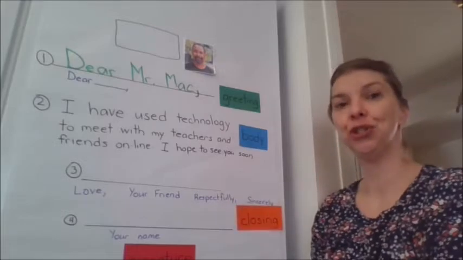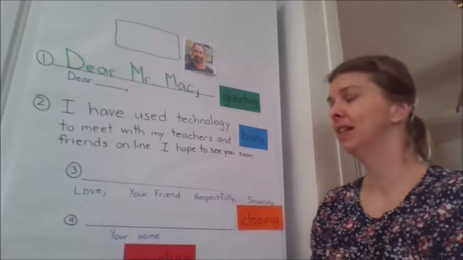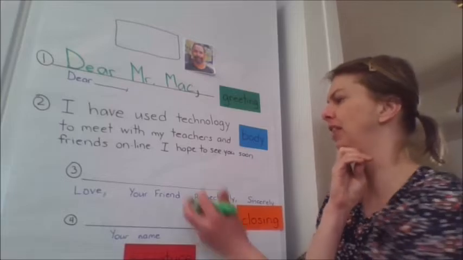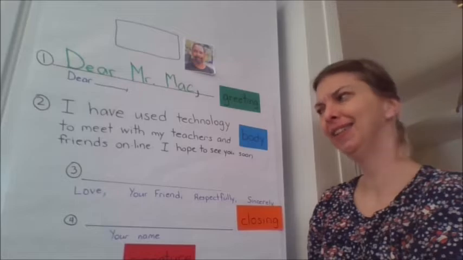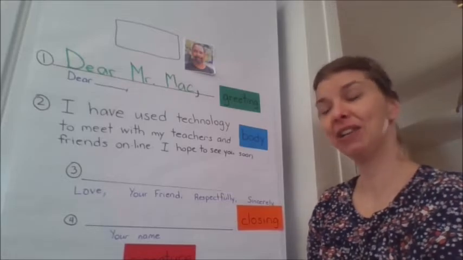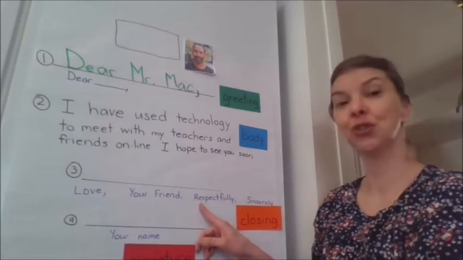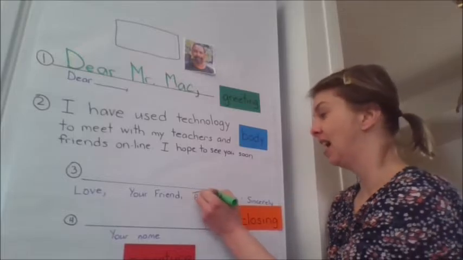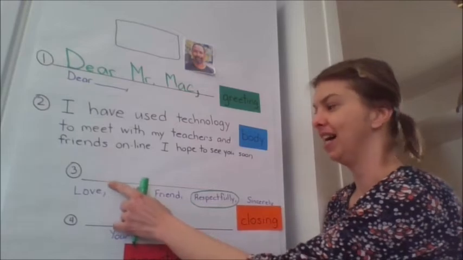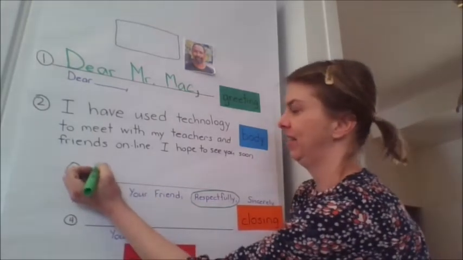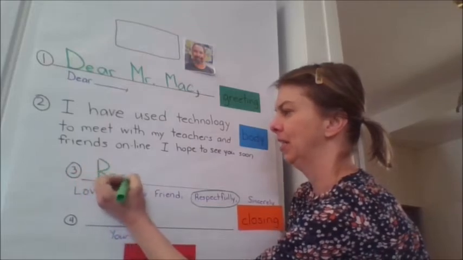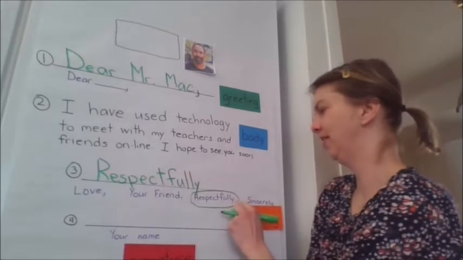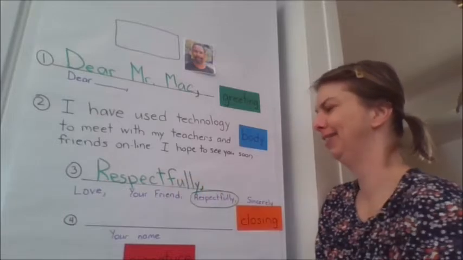For the closing, I need to choose one of those words. So let me think about that. Do I want to say love, your friend, respectfully, or sincerely? You know, today, I respect Mr. Mac and I care about him so much, I'm going to use the word respectfully. So watch what I do. I find the word I want to write, which is respectfully. I circle it, and then I write it on line 3. Respectfully. I see there's an uppercase R. And I see there's a comma again, so I'm going to write a comma.